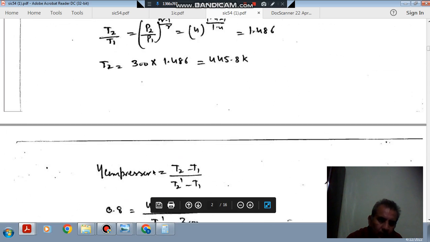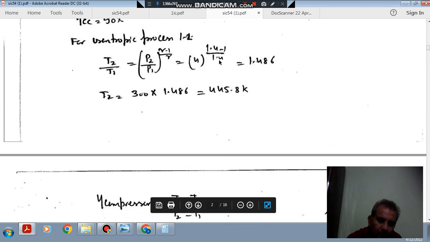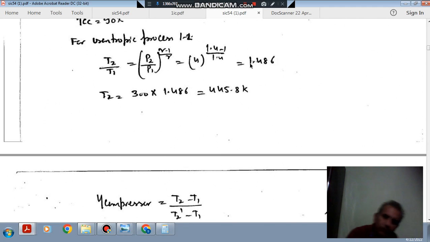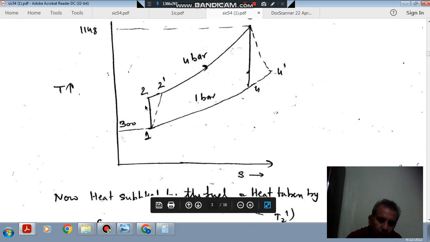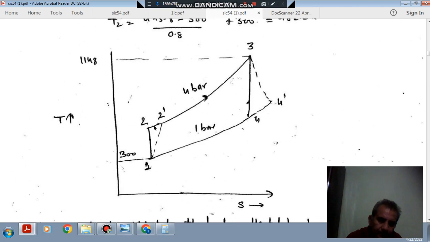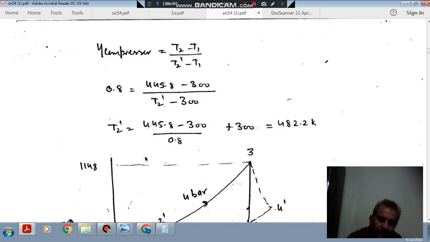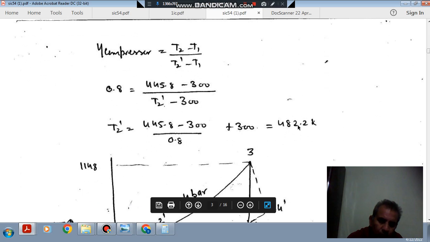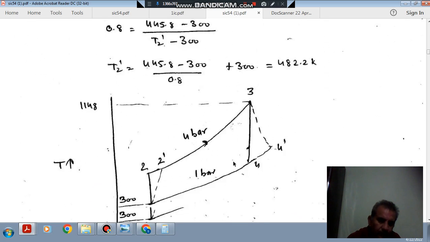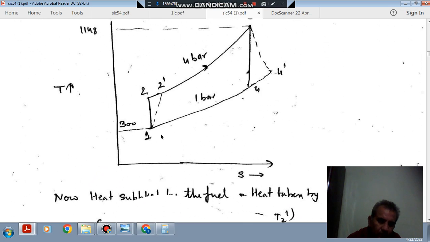As the pressure ratio is 4, T2 by T1 will be 1.486, and T2 will be 300 into 1.486, equal to 445.8 Kelvin. The efficiency of the compressor is given by (T2 minus T1) divided by (T2 dash minus T1), and this efficiency is given as 0.8 or 80%. So T2 dash can be found out. T2 dash is 482.2 Kelvin.